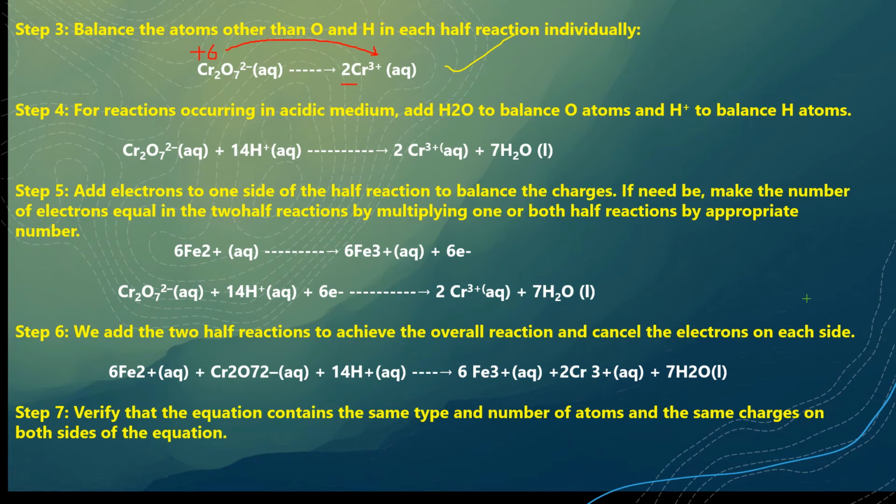So it is mandatory that here I write 2 right in the beginning. If I write it this way, I can see that 6 electrons are being taken by Cr2O7 2 negative. If one Cr is changing from +6 to +3, it is taking 3 electrons. So 2 Cr will be taking how many? 6 electrons. So you write 6 electrons on this side. Plus Cr2O7 2 negative. That means this is taking 6 electrons and changing to 2Cr3 plus.